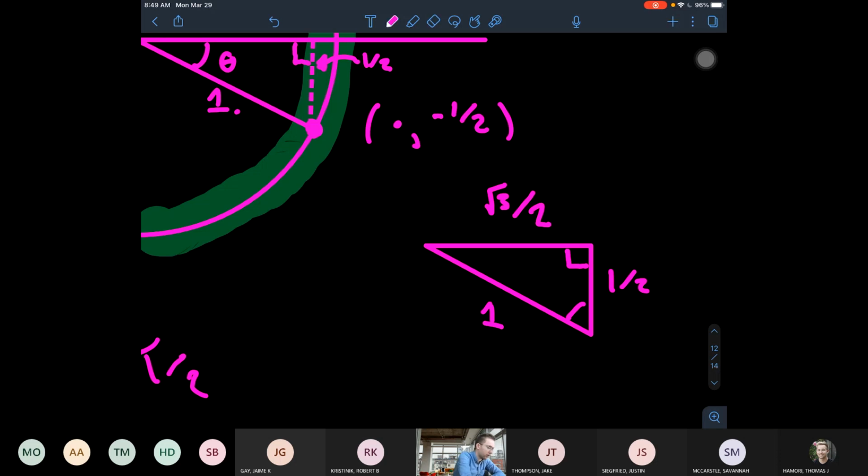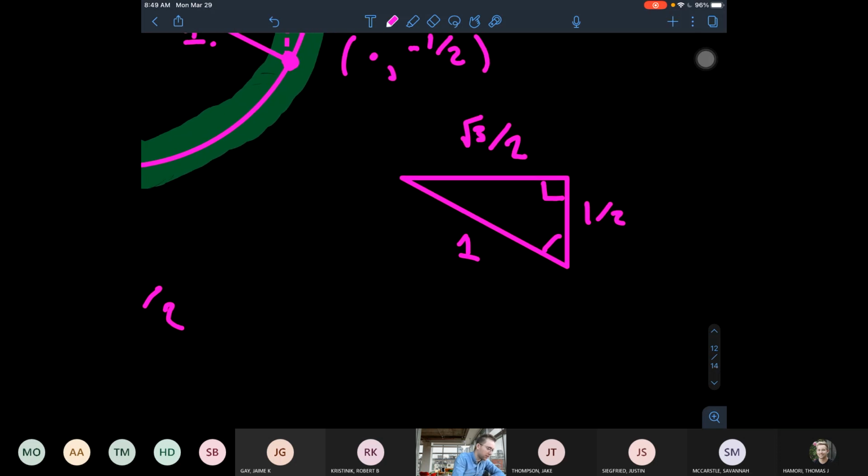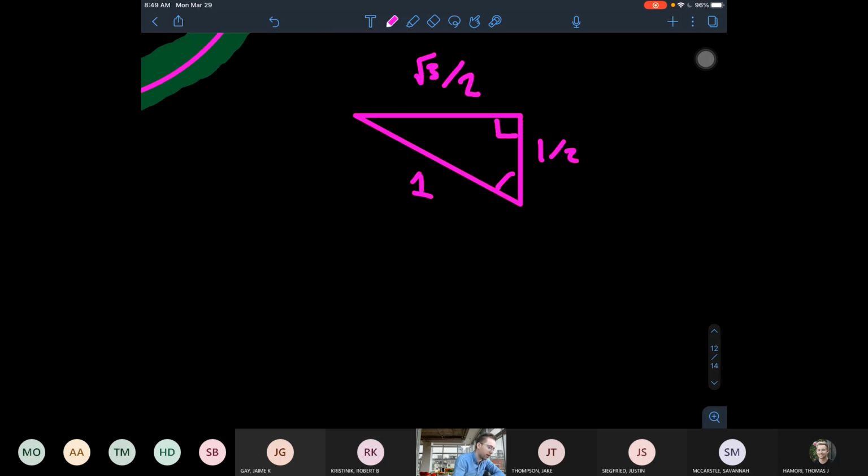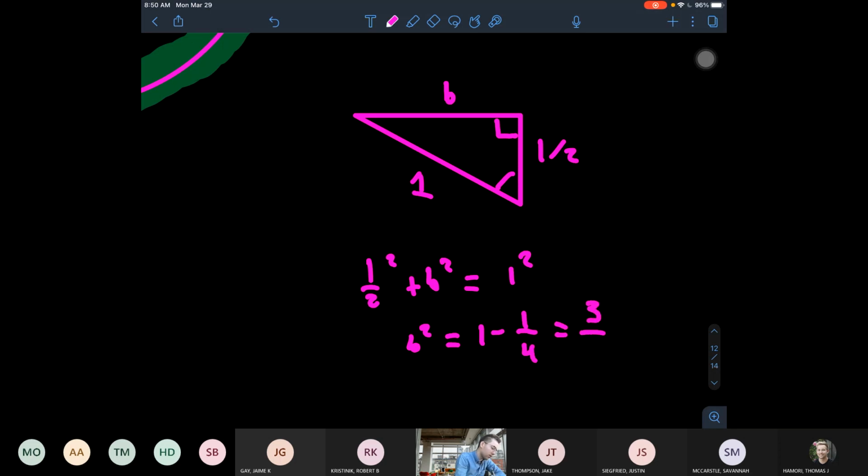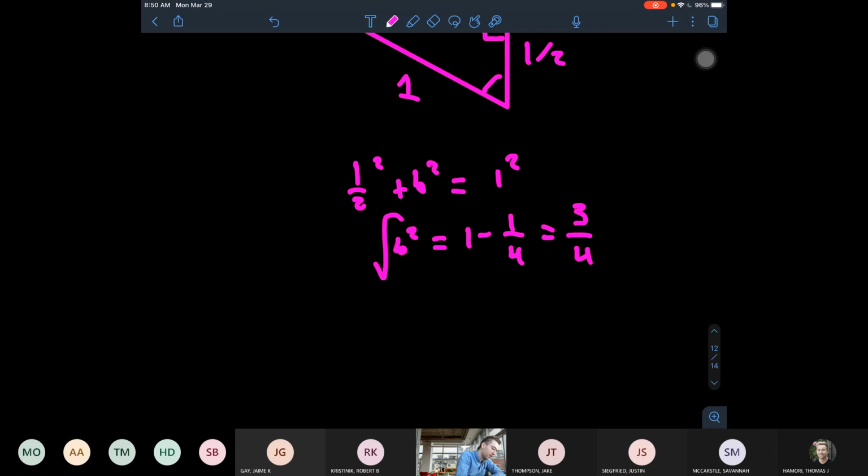Okay, so that's just a special right triangle. But okay, say for the moment that you forgot that this is a special right triangle, and you only had just that this is what we have. You can use the Pythagorean theorem to figure out what the other side length is. If this side length is b, then you say, okay, we take 1/2 squared plus b squared is equal to 1 squared, and therefore we get b squared is equal to 1 minus 1/4, which is 3/4. And then you would just take the square root of both sides, and you'd get b should be equal to the square root of 3 over the square root of 4, which is equal to the square root of 3 over 2.